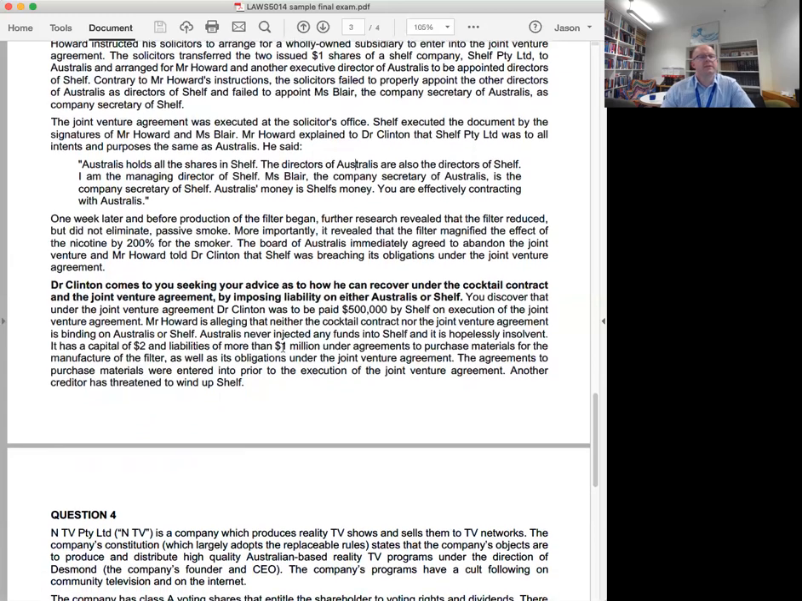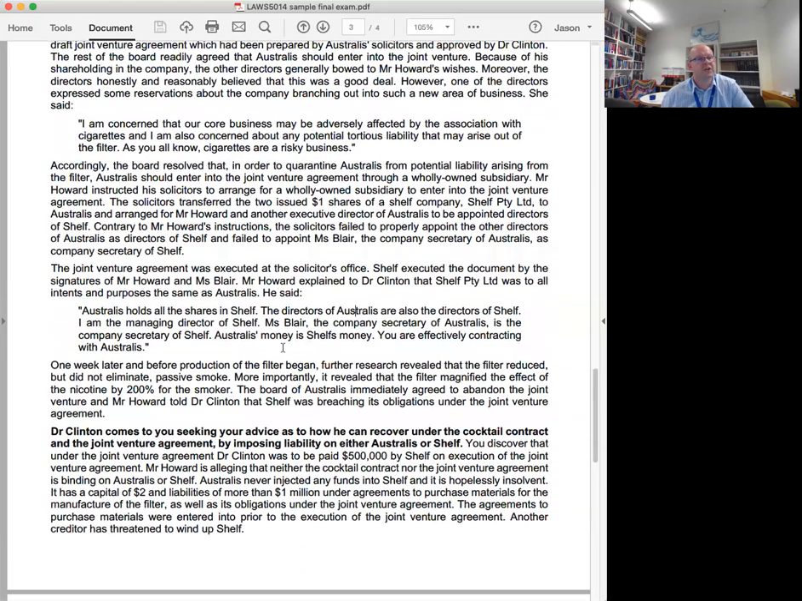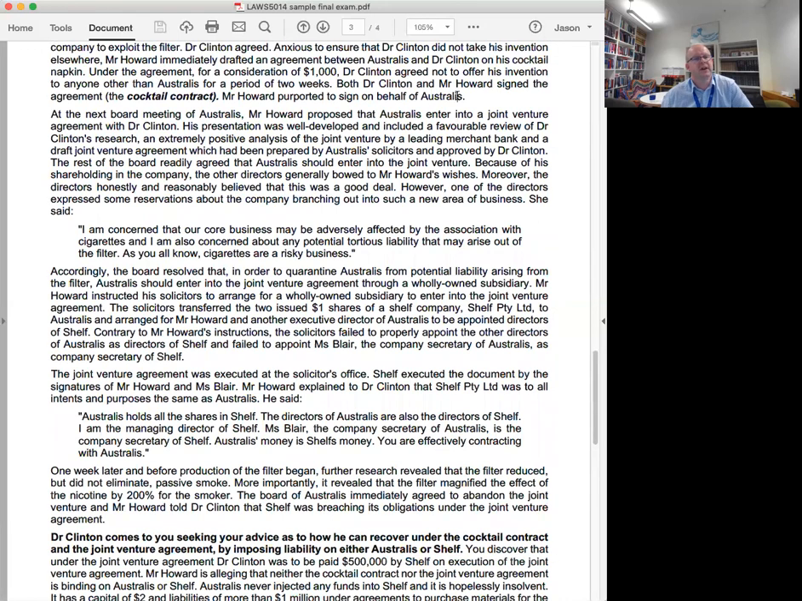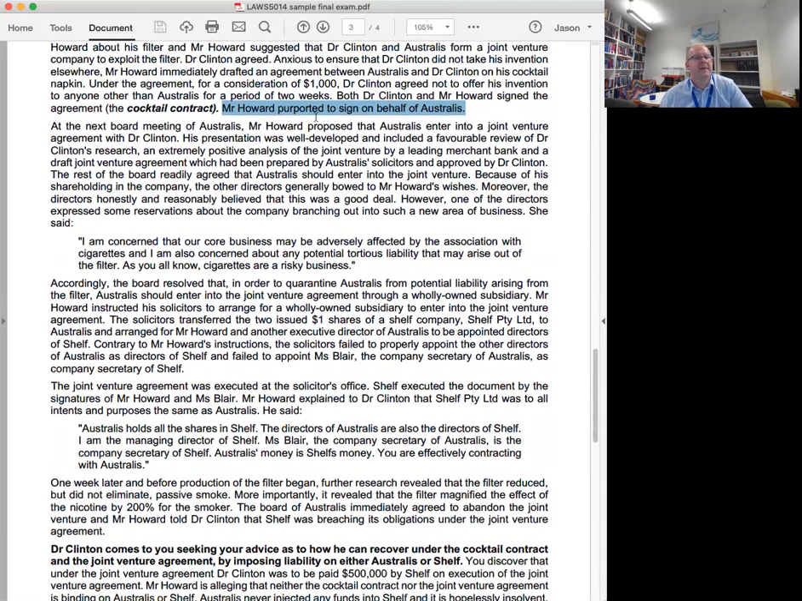Joint venture agreement was executed in the solicitor's office. Ms. Blair and Mr. Howard signed. Now, I'd query, how did they sign? So we've got two contracts here. We've got the napkin agreement, which is signed in an agency capacity. And then we've got a more formal contract here. But remember, the napkin agreement is just an option for the $1,000. That's not for the whole joint venture.